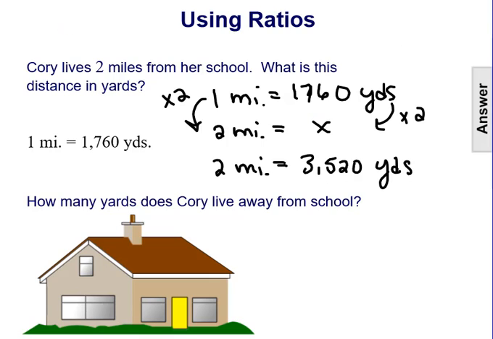So you can see we can be using these ratios and comparing them and finding different factors in order to look at a different rate, or look at a rate in a different way.